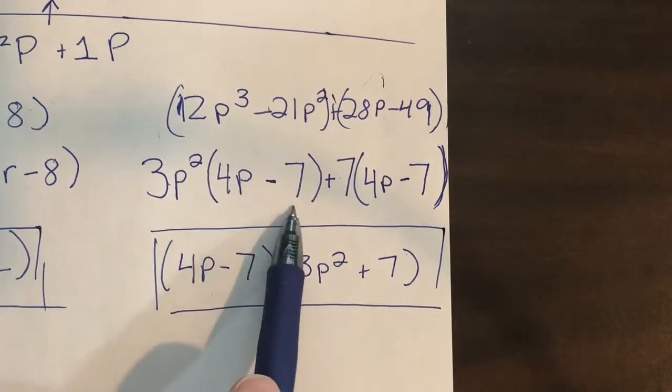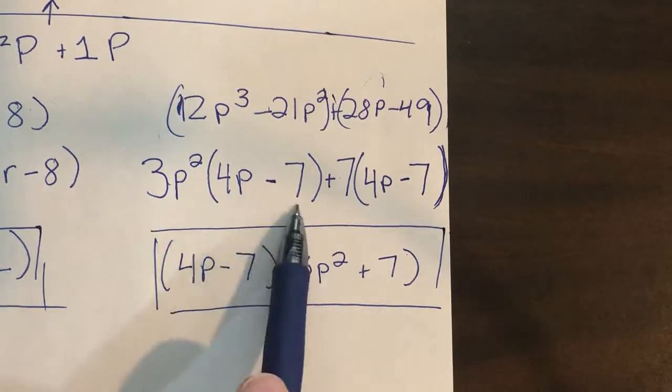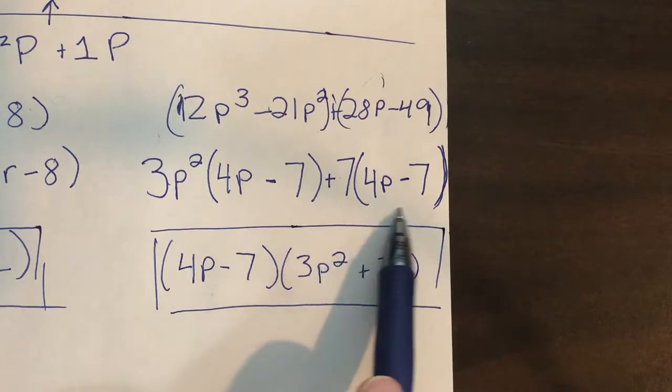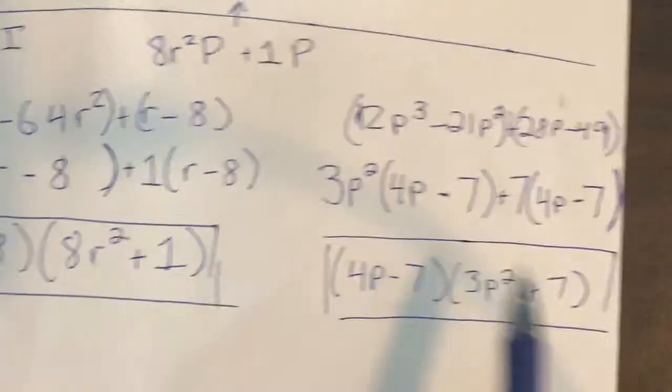All right, looking for specifically when we factor out the GCF of those little groups to find a factor in common. So in this case, it was 4p minus 7. In this case, it was r minus 8.